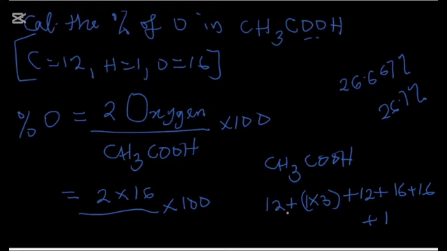So this is 12, right? Plus 3, that's 15. Plus, this is another 12. So plus 16, 16, that's 32. Plus 1. So let's add them together. 15 plus 12, that is 27. 27 plus 33, that's 60. So this is 60. So this is going to be 32, since it is oxygen, divided by 60 times 100%. So what is the answer?